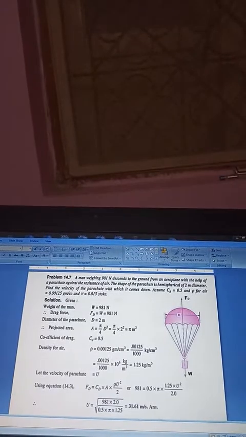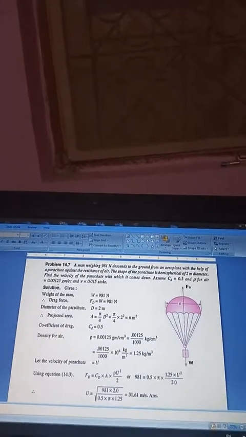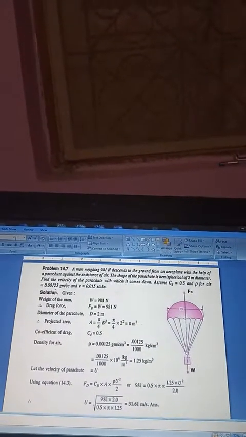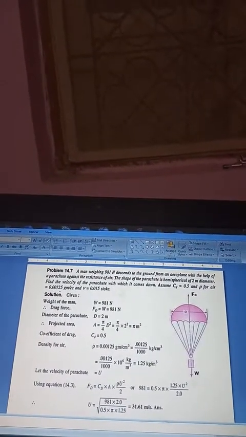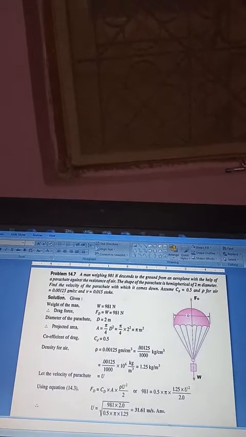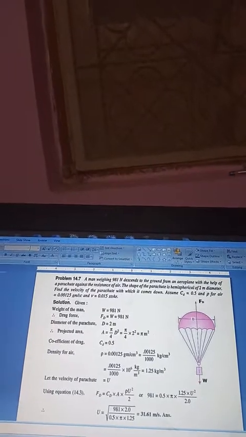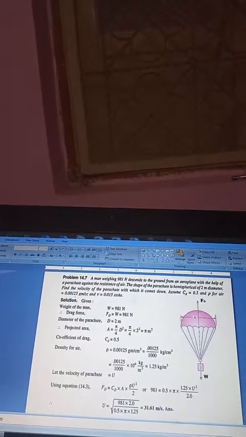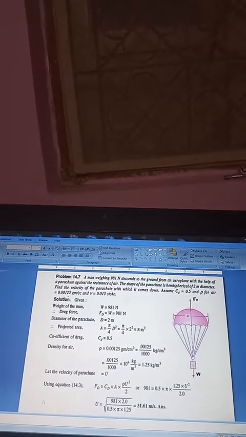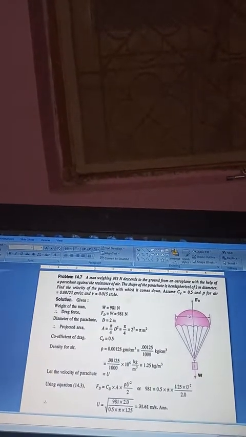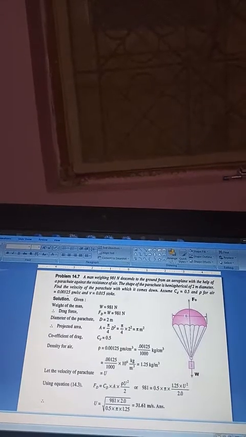In this, a man weighing 981 Newton descends to the ground from an aeroplane with the help of a parachute against the resistance of air. The shape of the parachute is hemispherical of 2 meter diameter. Find the velocity of the parachute with which it comes down. Assume CD equal to 0.5 and rho for the air is given as 0.00125 grams per cc, and the nu, that is the kinematic viscosity, as 0.015 Stokes.